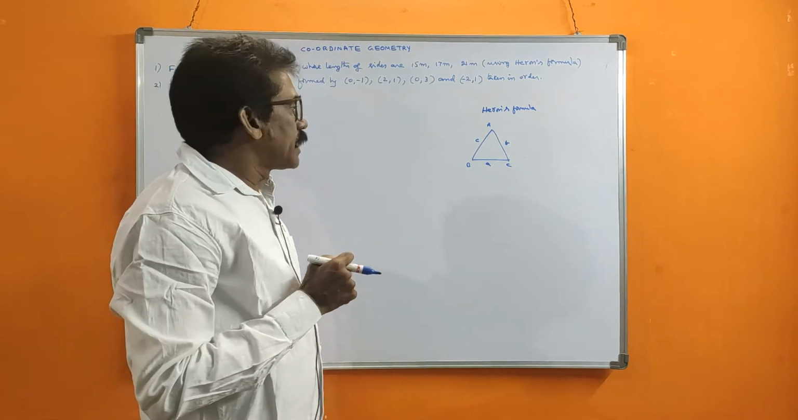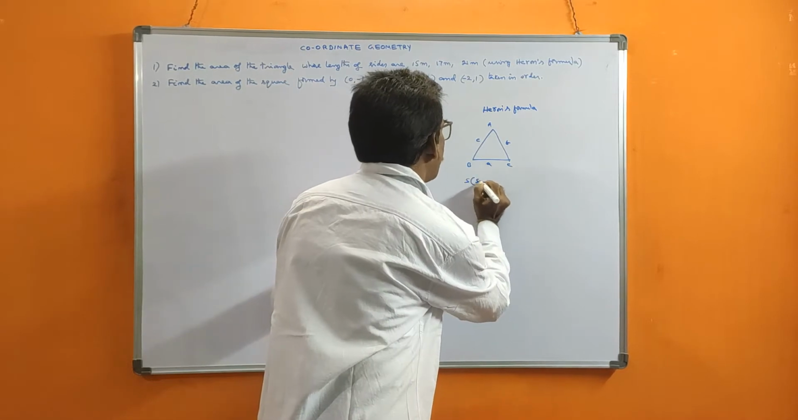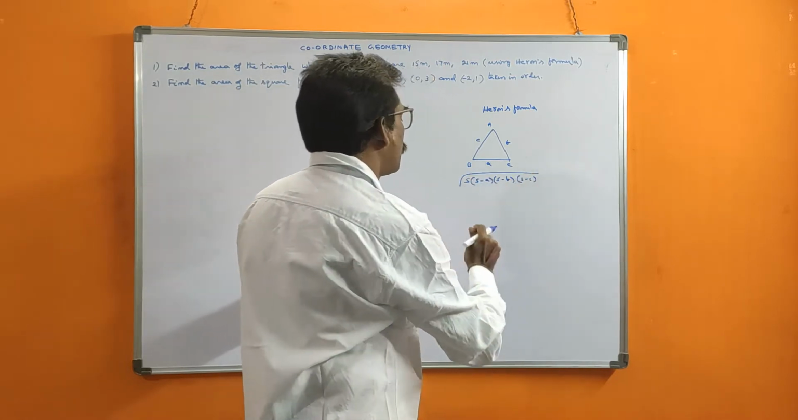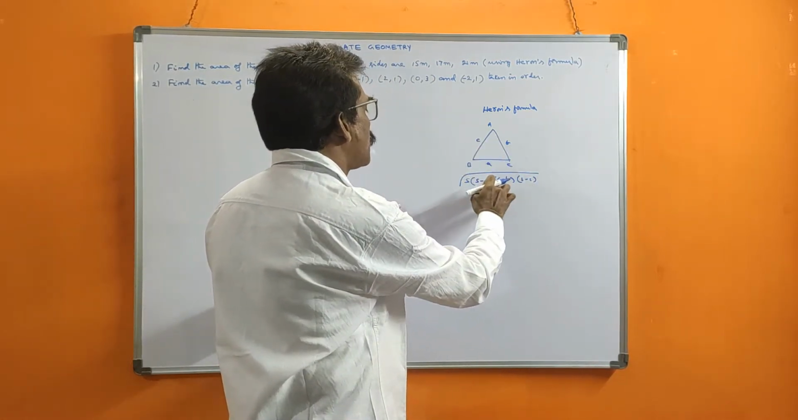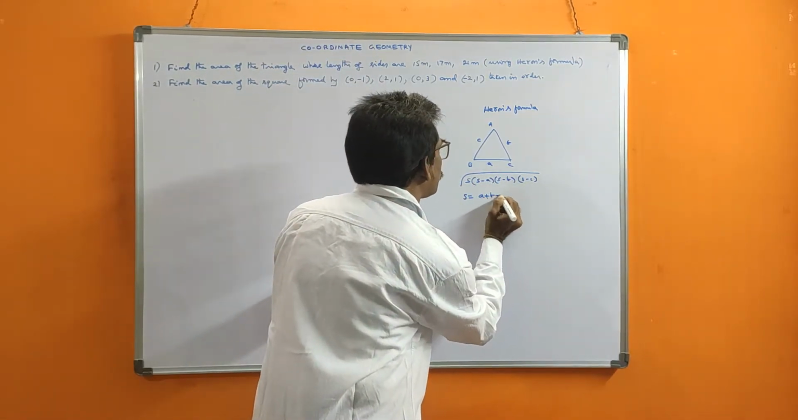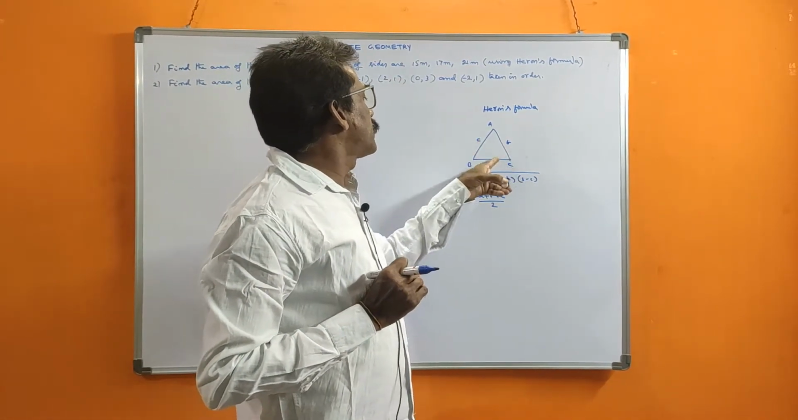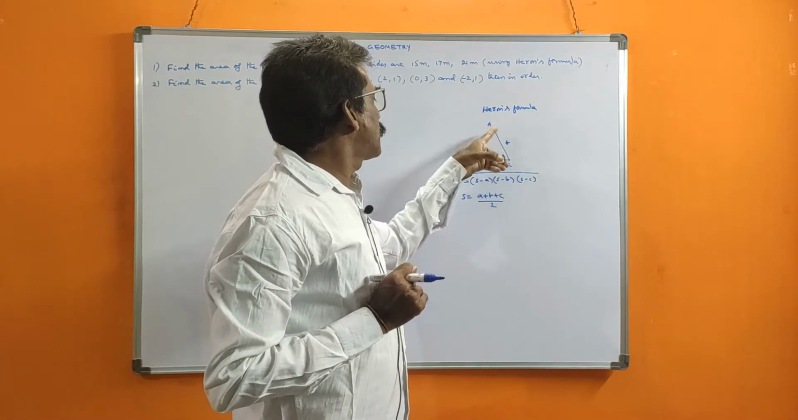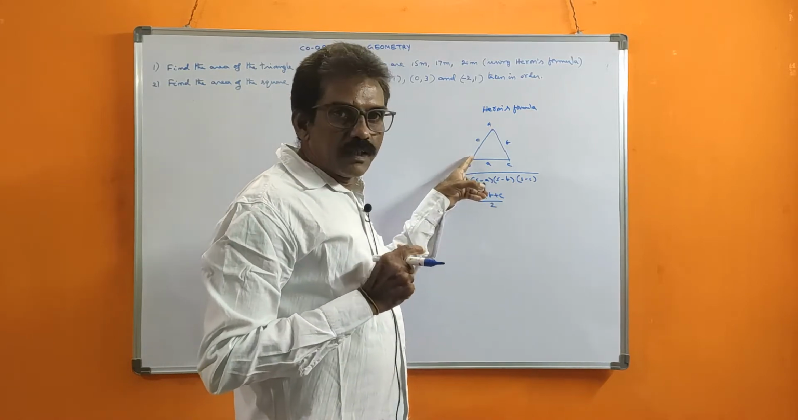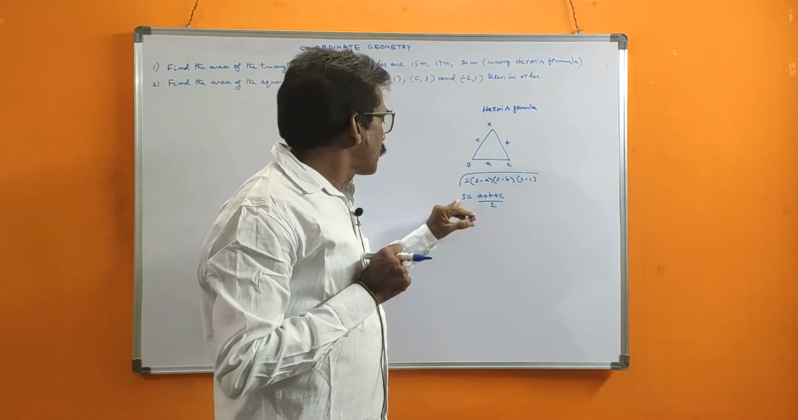Without drawing anything, we know the sides. In that case the formula is the square root of s into s minus a into s minus b into s minus c, where a, b, c are the lengths of the sides. Now what is s here? s is a plus b plus c by 2, the half perimeter. a, b, c are the three lengths; adding them gives the perimeter of the triangle, and by 2 means half perimeter.